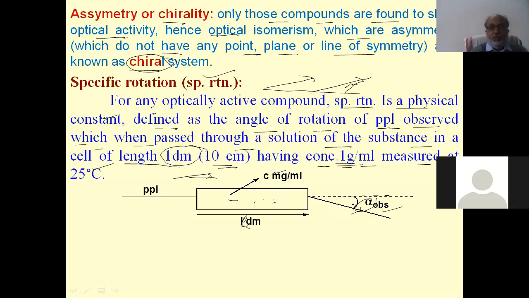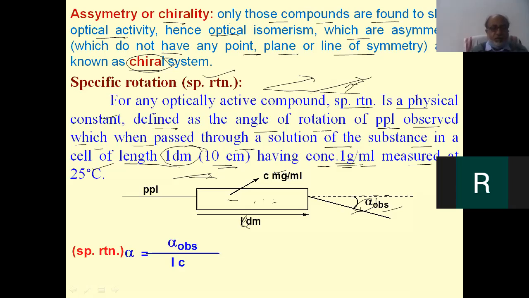This can be measured by an instrument. What is the instrument used to measure this specific rotation? Can anybody tell? Hello? Sir, polarimeter. Polarimeter, yes, good. So it is a polarimeter. This equation can be given by: specific rotation is alpha observed divided by L times C.